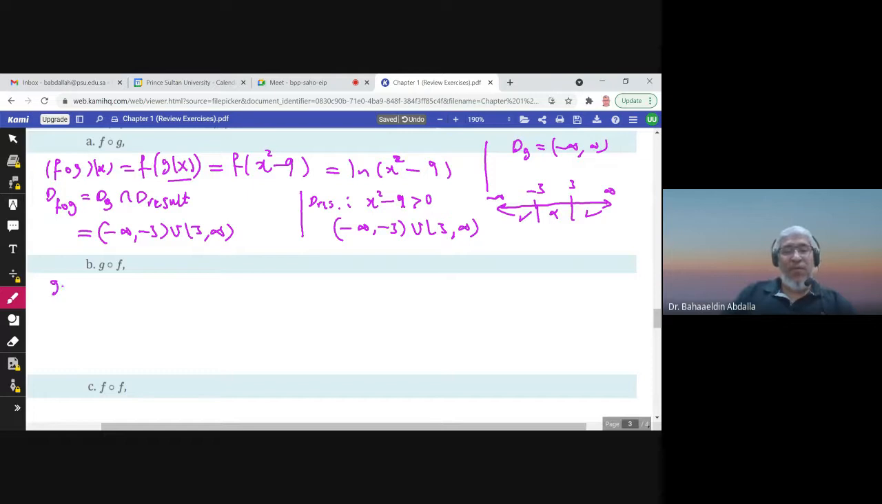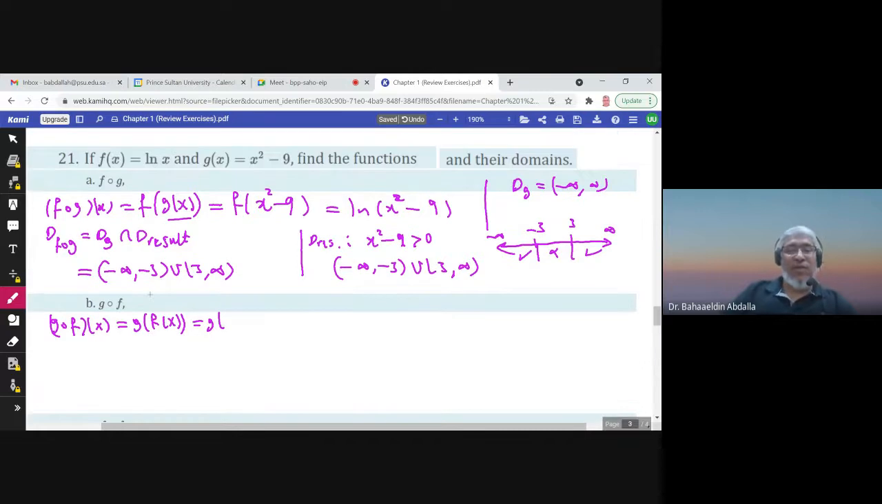g circle f of x would be g of f of x, would be g of, we write f of x, which is ln x. And now we find g of ln x. We go to g of x. We replace x by ln x. So we will have (ln x) to the power 2 minus 9.